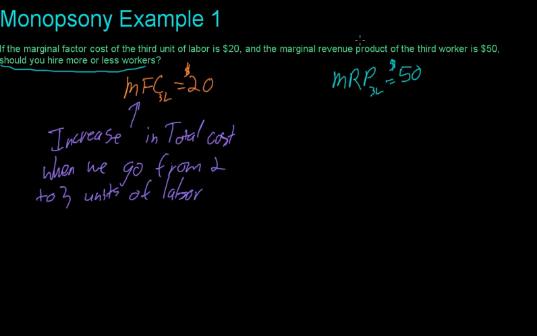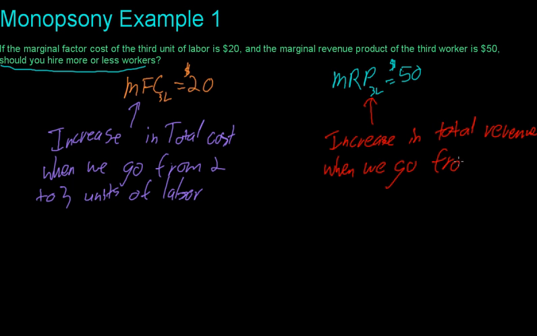And then this right here, in a different color, is the increase in total revenue. And this is completely just the way that economists define these things. This is just the definition of these. So this is the increase in total revenue when we go from 2 to 3 workers.